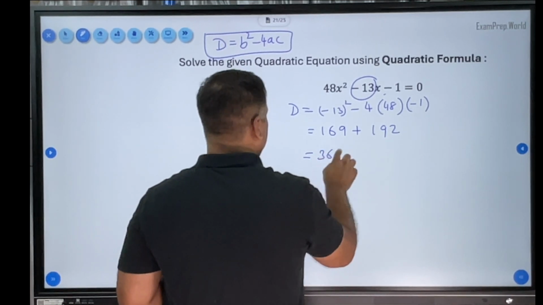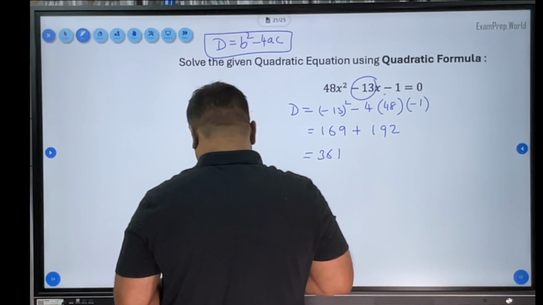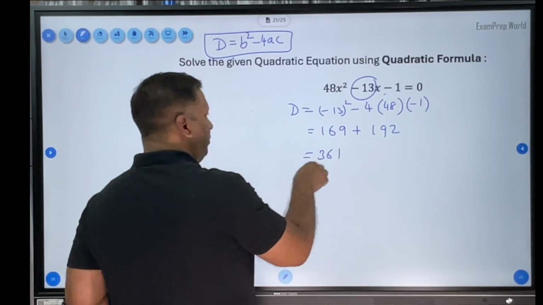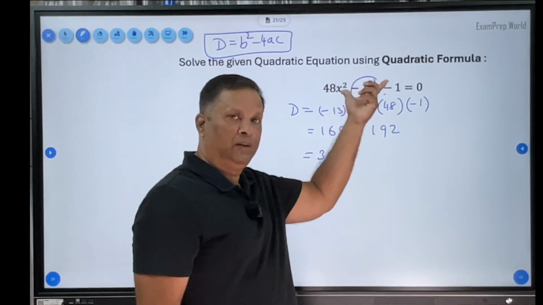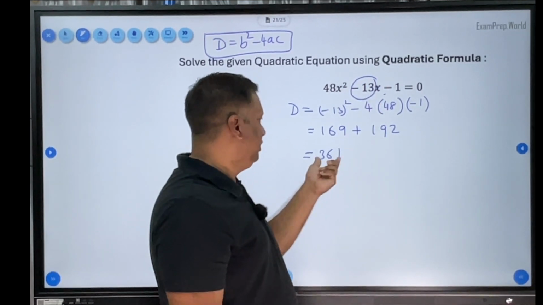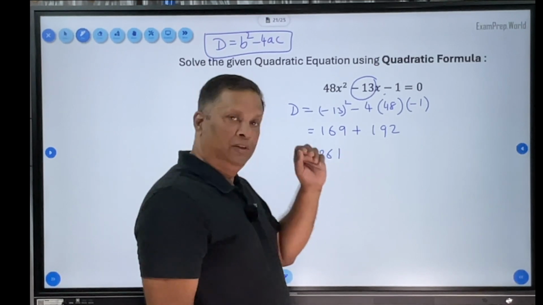361. So we have got the D value. And you see it is a perfect square number, right? So if you want to factorize this, you can factorize this, right? Because 361 is a perfect square of 19. So 19 squared is 361. That's what I was telling.